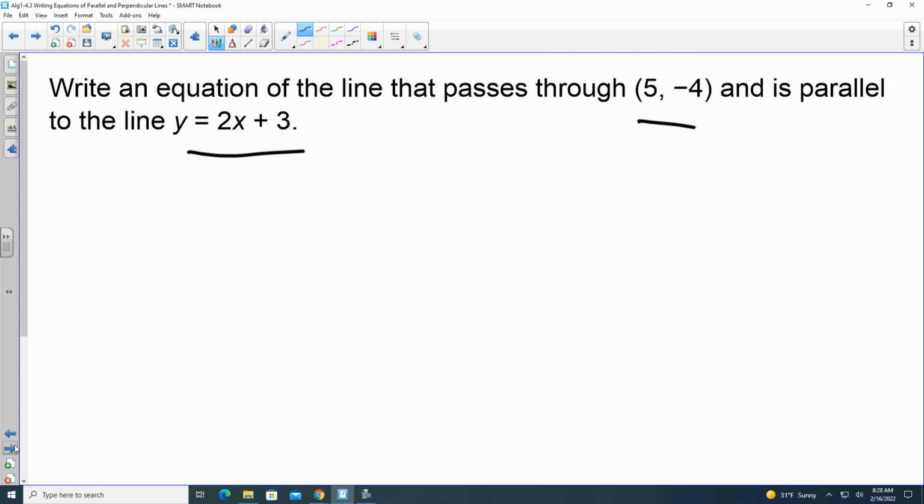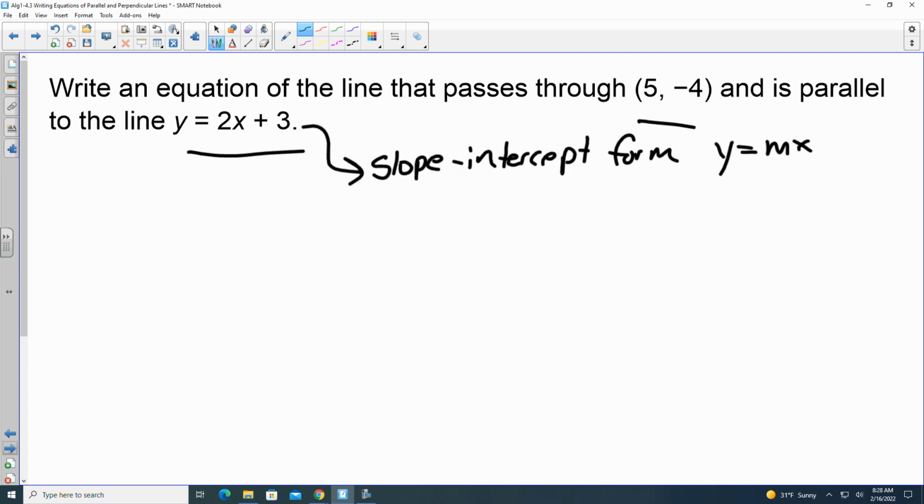So what we need to do is identify two things. First thing we have to do is make sure that the given line that we want to be parallel to is in slope-intercept form. If it's not, we have to manipulate the equation to make it so. As long as it's in y equals mx plus b, we're good. And in this particular instance, it is.